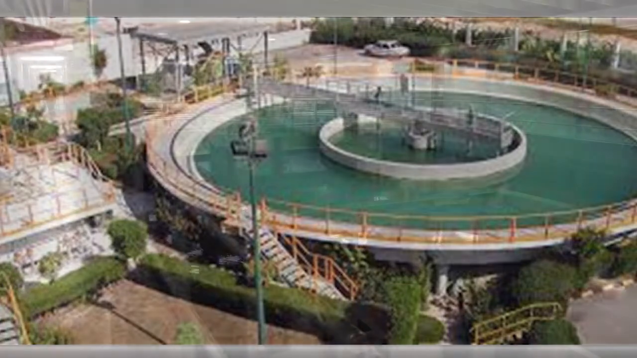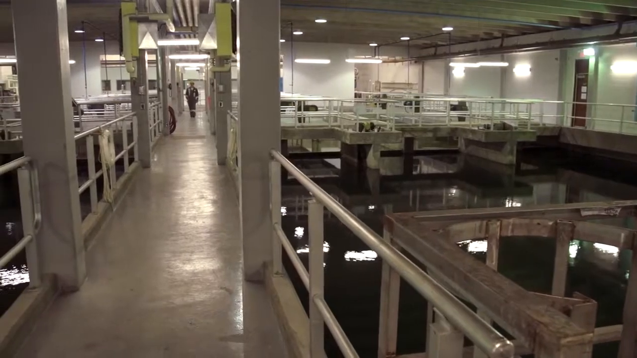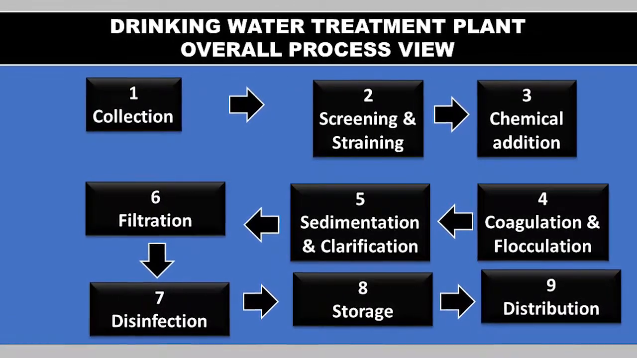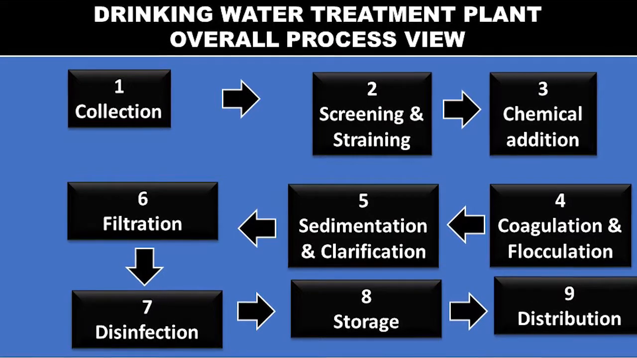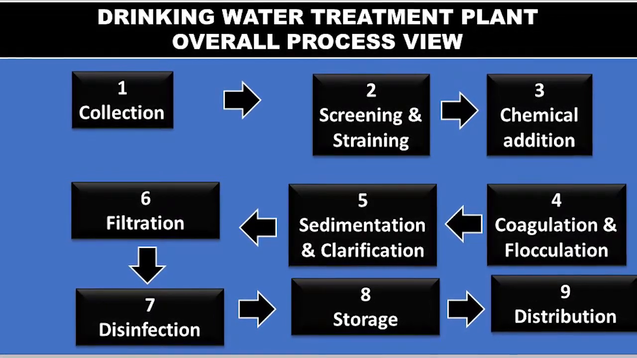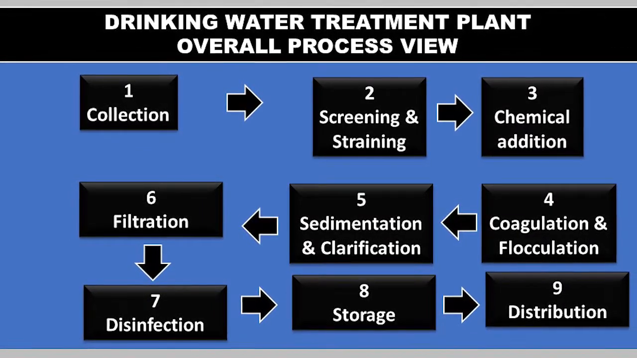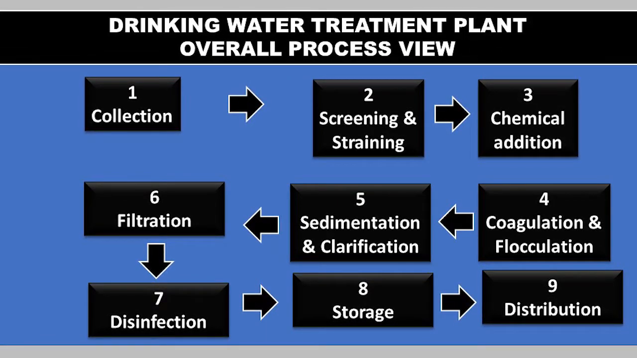Different stages involved in the operation of a drinking water treatment plant are: number 1, collection; number 2, screening and straining; number 3, chemical addition; number 4, coagulation and flocculation; number 5, sedimentation and clarification; number 6, filtration; number 7, disinfection; number 8, storage; and number 9, distribution. We will discuss these stages in detail one by one.